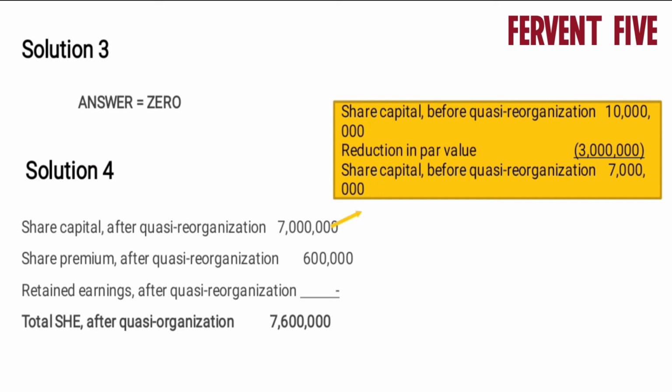So, dito sa number 4, hinahanap lang natin ang total of shareholders' equity after quasi-reorganization. In this case, tatlo lang yung nakikita natin dito. Yun yung share capital, share premium, and retained earnings. So, magkano ang share capital after reorganization? Meron dito solution kung paano siya nakuha. So, ito ay 7 million. So, next is share premium after quasi-reorganization. Ito yung computed natin kanina, which is 600,000. So, next is retained earnings after quasi-reorganization. Katulad ng sabi natin kanina, 0 siya. So, ngayon, magkano ang total shareholders' equity after quasi-reorganization? That is 7,600,000. So, that's it for our illustrative problem that deals with recapitalization.